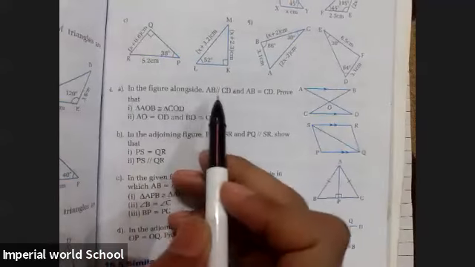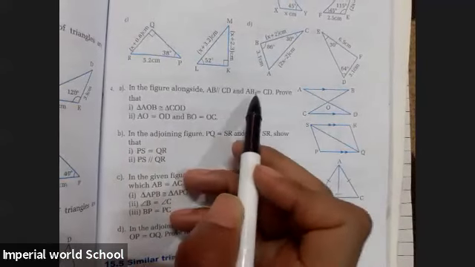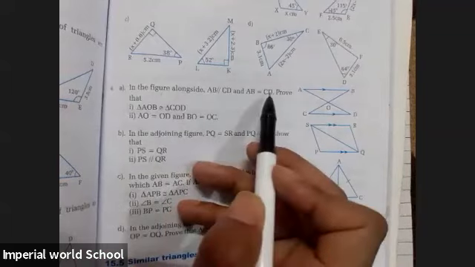Question number 4 has started. In the given figure alongside, AB is parallel to CD and AB equals CD. So this is the question. In the given figure, AB is parallel to CD and AB equals CD. Till here it is the given thing, and then prove.